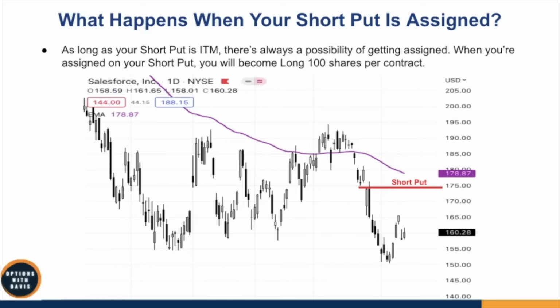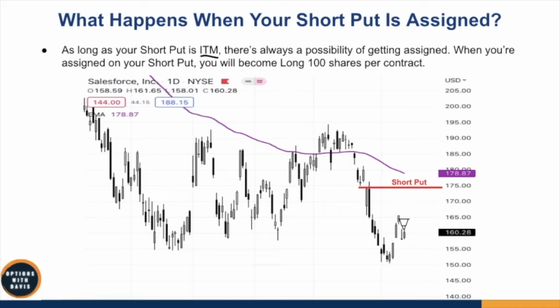So what happens when your short put is assigned? All right, so as long as your short put is in the money, right, that's the only time when you can have a chance of getting assigned. If it's out of the money, there's no way you can get assigned. So if it's in the money, there's always a possibility of getting assigned early. So when you're assigned on your short put, you will get long 100 shares per contract. So for example, let's say you have sold a put option at the $175 mark.